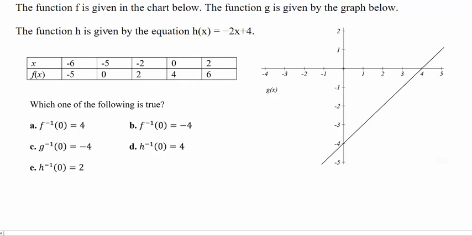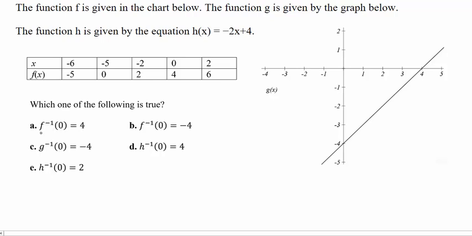Here we're given three functions. The function f is given as a table of data, the function g is given as a graph, and the function h is given by this equation. We have a multiple choice question that just says which one of the following is true. So for the first part it says f inverse of 0 is 4.